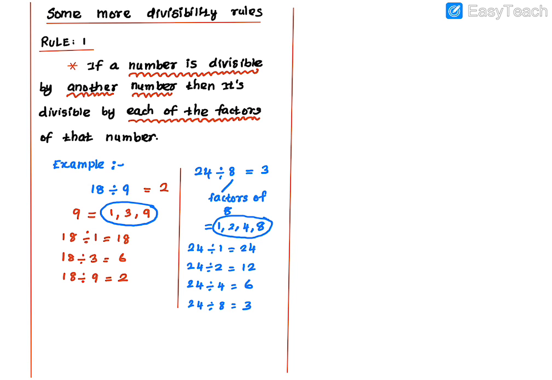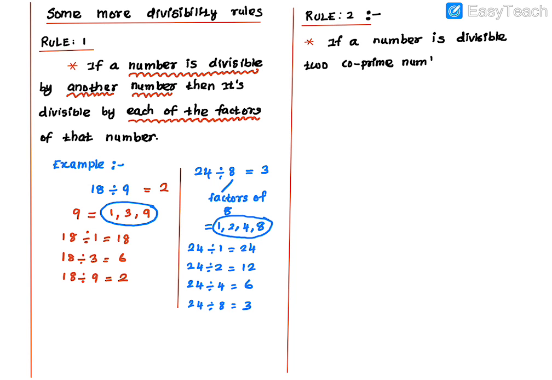Okay students, the next rule is rule number 2. So what does it state? Rule number 2: if a number is divisible by two co-prime numbers, then it is divisible by their product also.